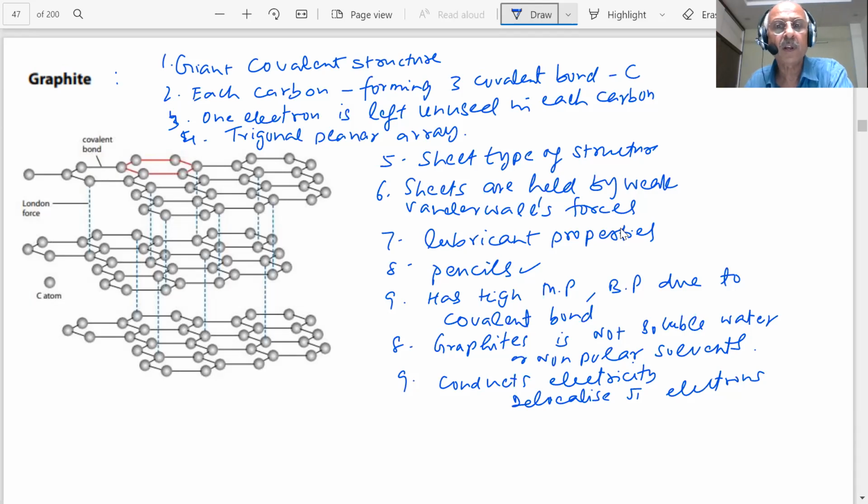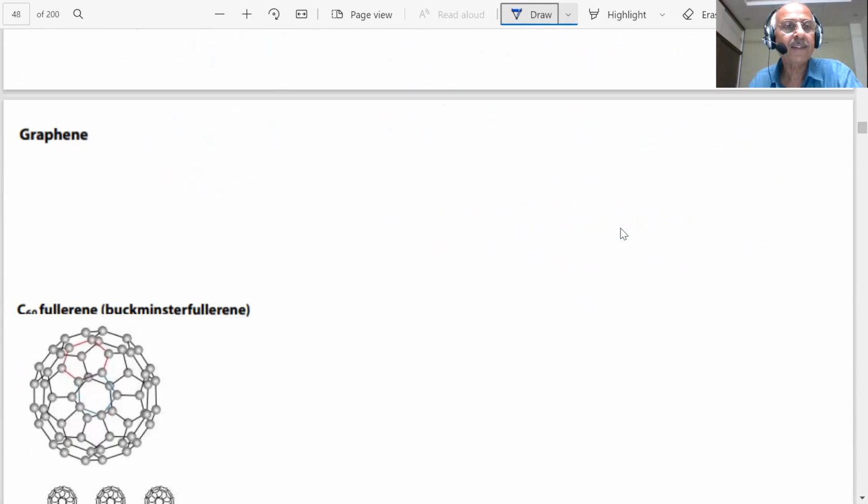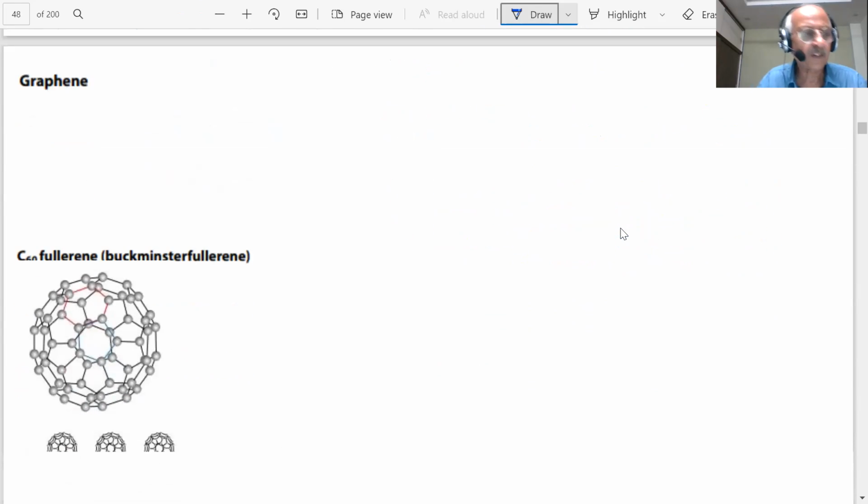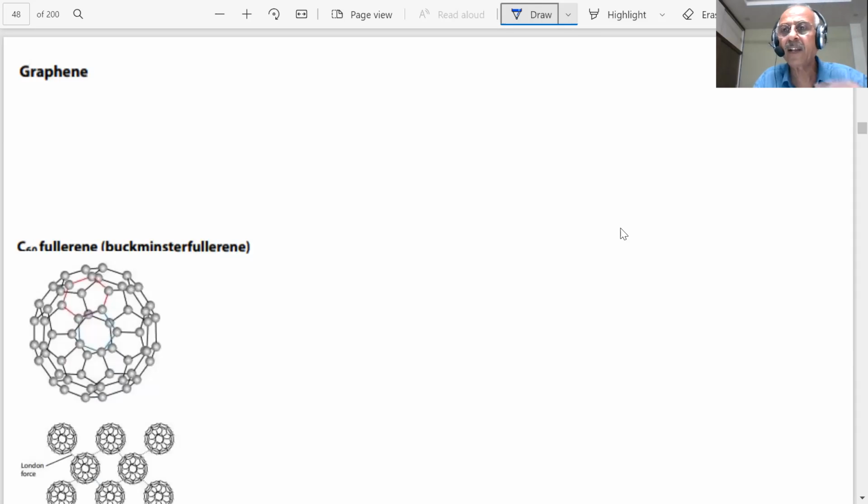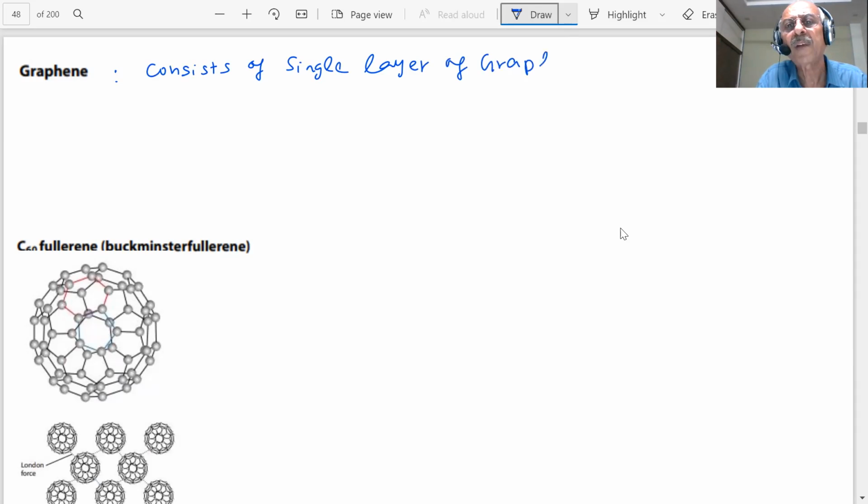Few more allotropes of carbon. What is graphene? I just talked about graphite, which has many layers of structures. Graphene is a new form of carbon. It consists of a single layer of graphite. Graphite has many layers, but graphene is a single layer of graphite, so it will be very thin.